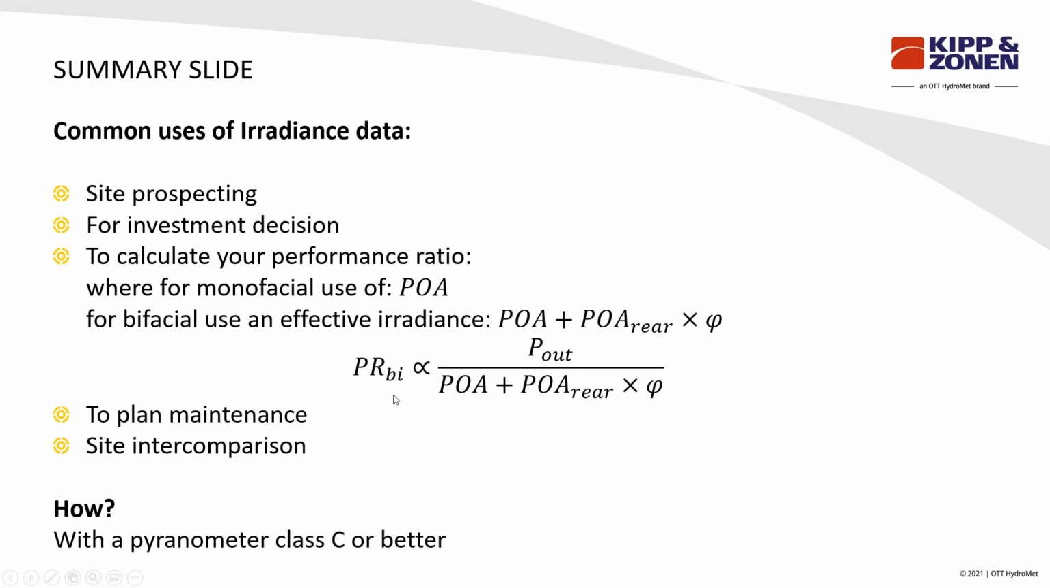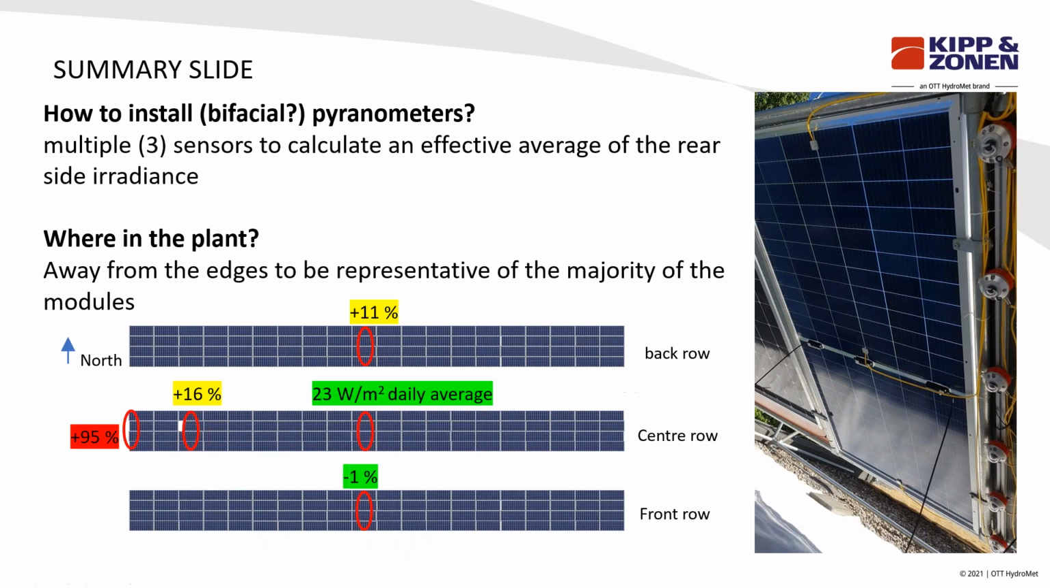Some other reasons to measure irradiance are to be able to plan maintenance and to compare different sites amongst each other. So how are you going to measure for a bifacial plant? It is with a pyranometer class C or better. And how do you install the bifacial pyranometers? Well, the standard now says that you use multiple sensors, so 3 sensors, to calculate an effective average of the Rearside IRradiance.